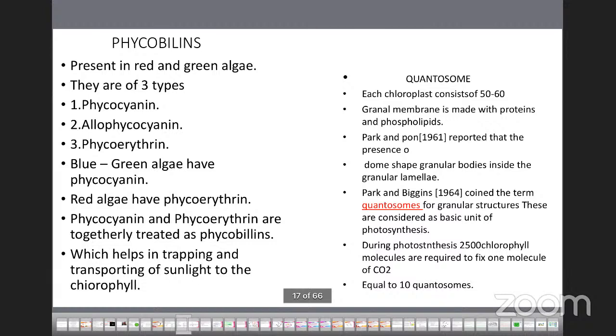photosynthesis. During photosynthesis, 2,500 chlorophyll molecules are required to fix one molecule of carbon dioxide, which is equal to 10 quantosomes. So what does a quantosome mean? It is a fundamental unit of granal lamellae. So quantosomes are considered the basic unit of photosynthesis. So that is about the quantosomes.